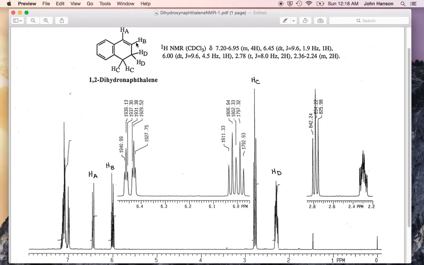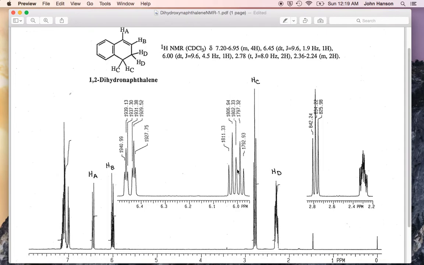Notice our HB is going to be a double triplet, because this coupling constant between HB and HA is not the same as the coupling constant to HD. So in fact, notice here we've got 1, 2, 3, 4, 5.